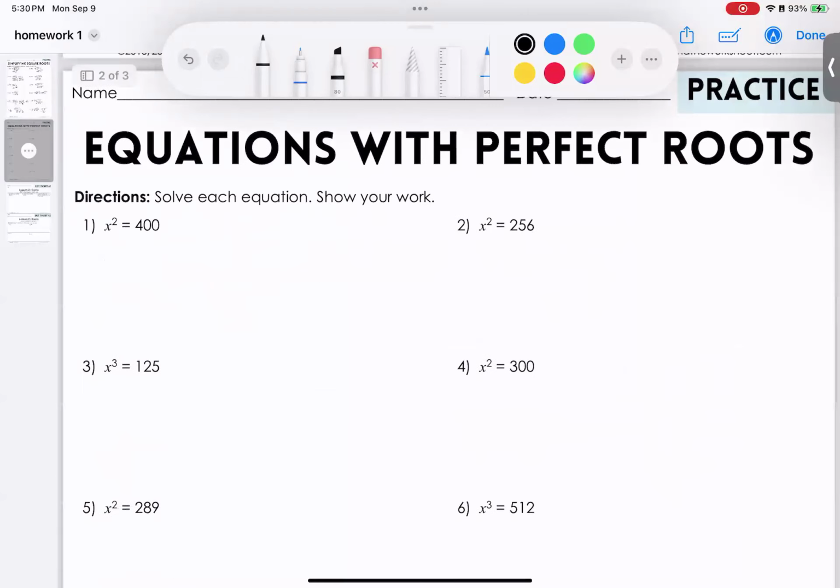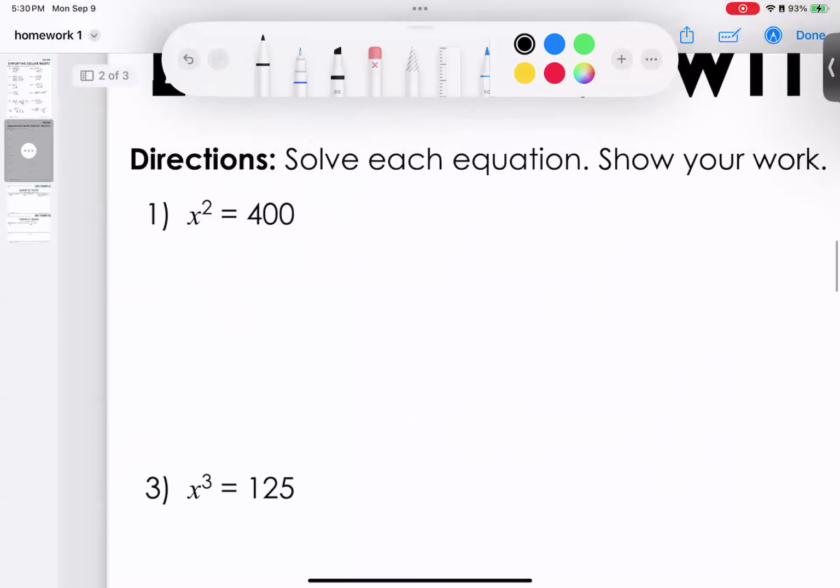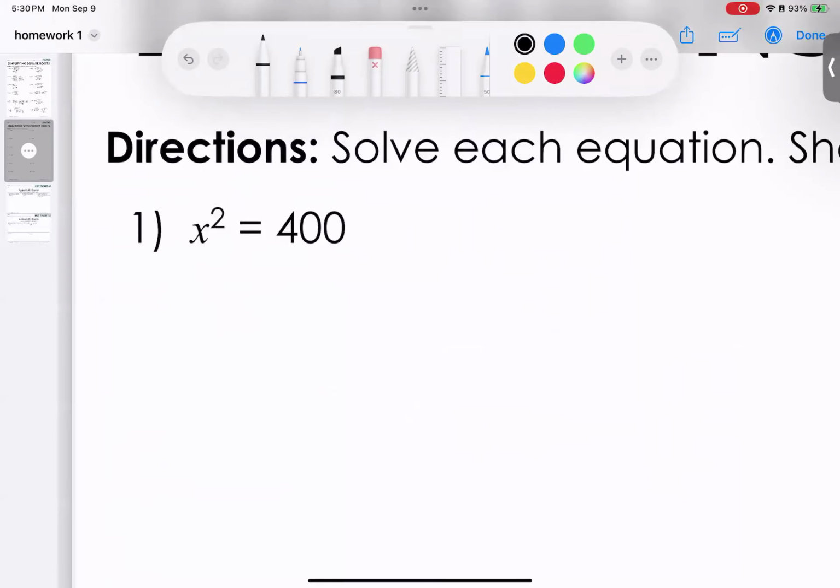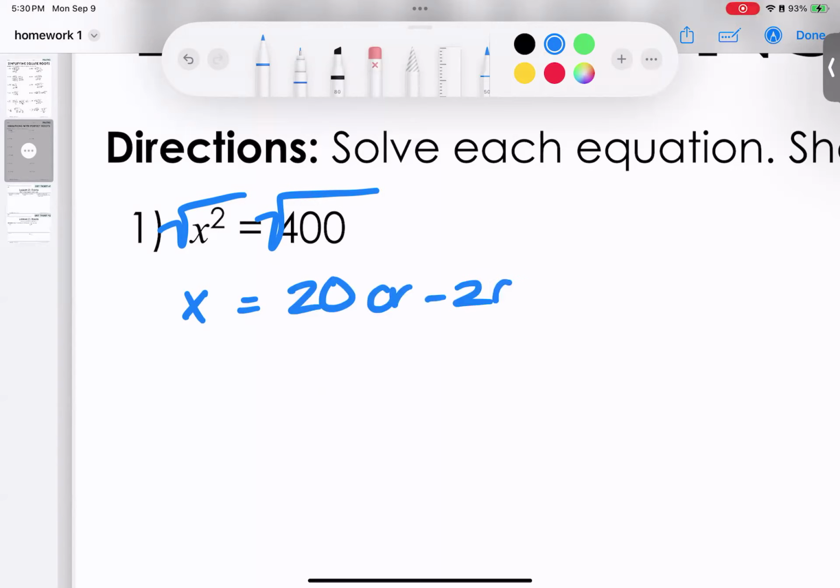I know you are so excited when you saw that we could do equations with perfect roots. Let's do it. So if I want to solve an equation, my goal is to get the variable by itself. So here I have x squared. The opposite of squaring a number is the square root. So x squared, its square root is x. 400's square root is 20. Or this could be negative 20, because negative 20 times negative 20 is 400. 20 times 20 is 400.